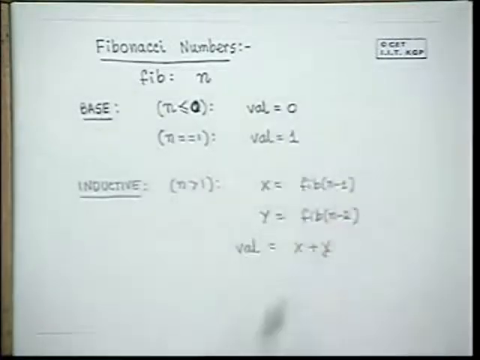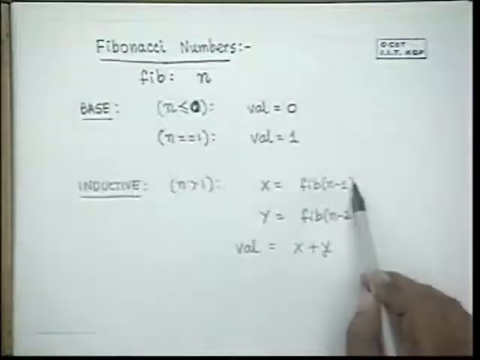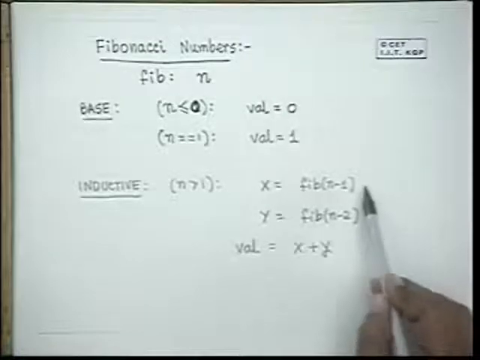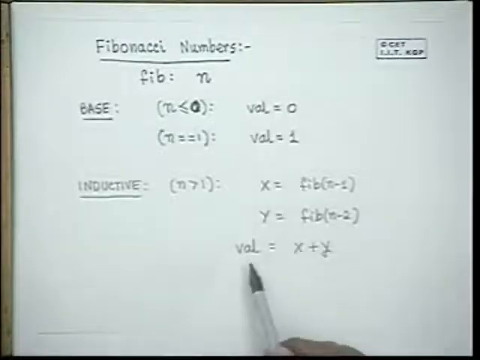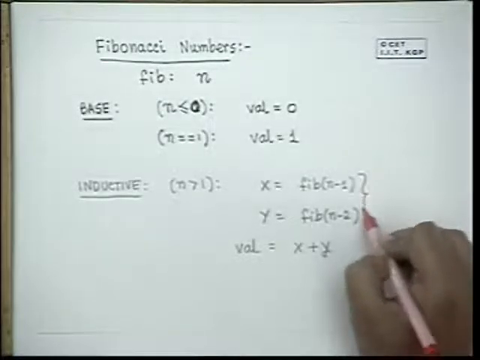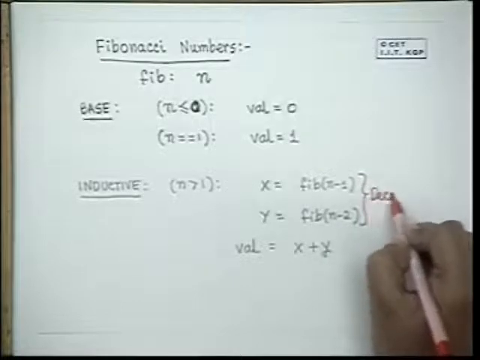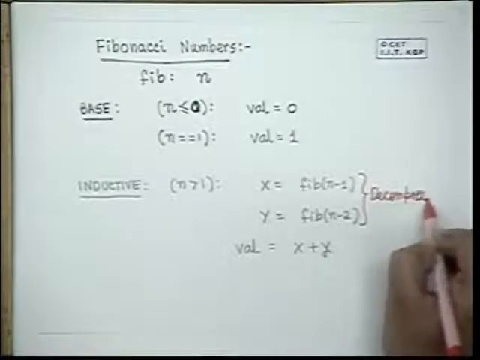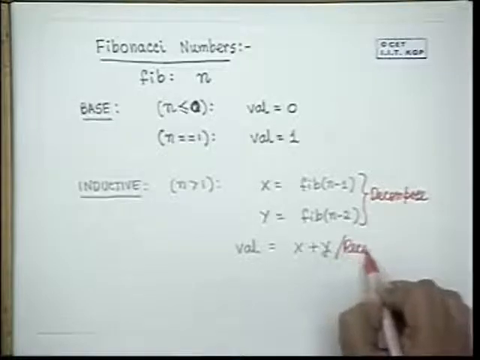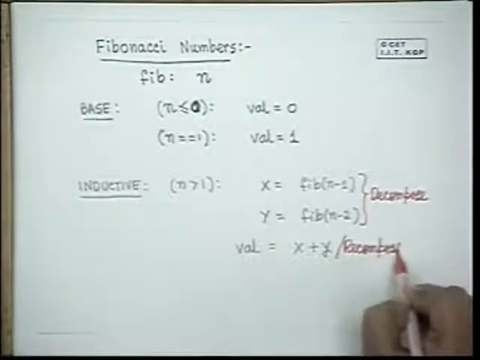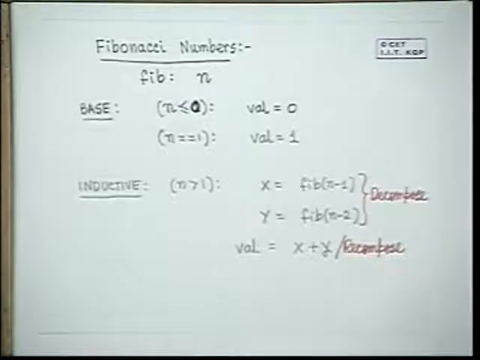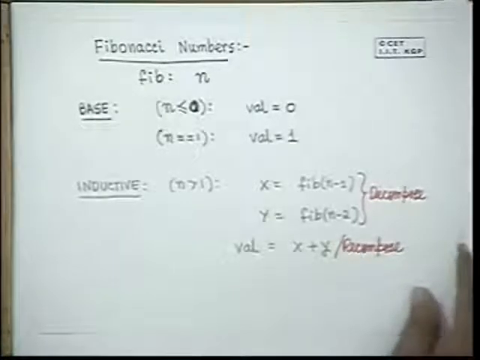This is the complete definition of the Fibonacci number problem. So these are our two basis conditions. Now we have got a problem decomposed into two subproblems, and this is the recomposition. So how will it look in a diagram?